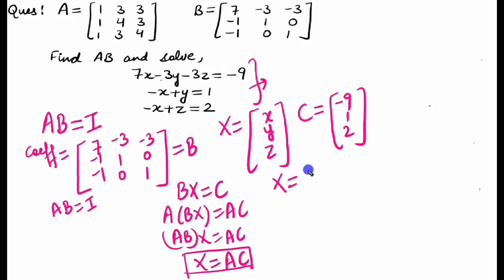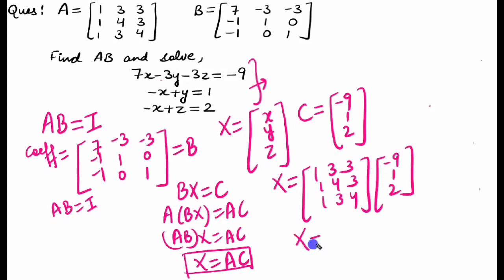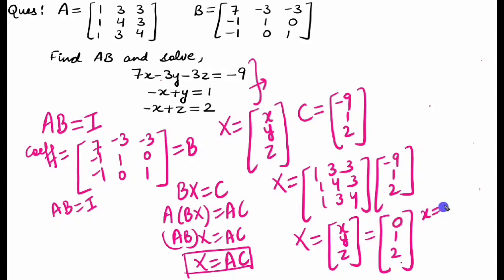So this is the solution of our linear equation. X is equal to A into C. The matrix A is given as 1, 3, 3, 1, 4, 3, 1, 3, 4. And the matrix C is given. After simple matrix multiplication, we are getting this matrix X, which was x, y, z, as this matrix. So from here we got that x is equal to 0, y is equal to 1, and z is equal to 1. So this means the whole of this system of equations is having a unique solution which is given by these values of x, y, and z.